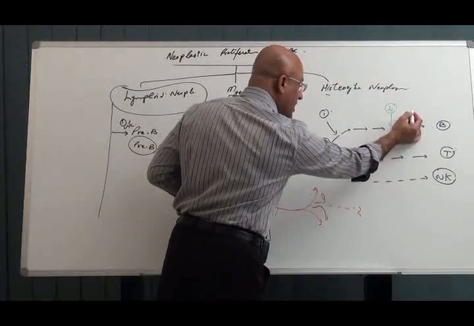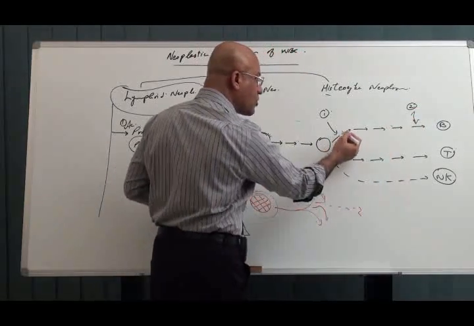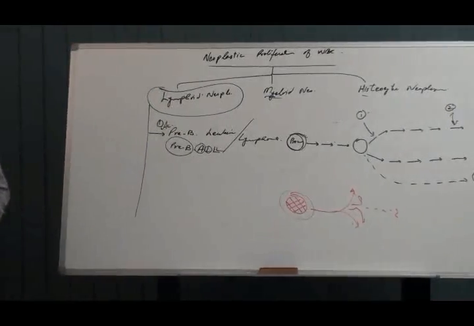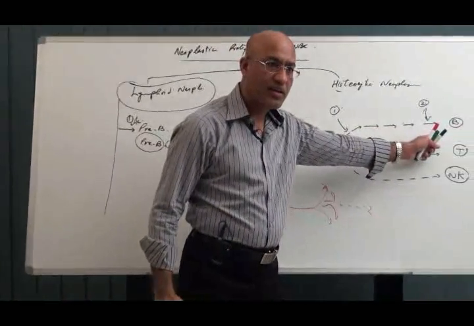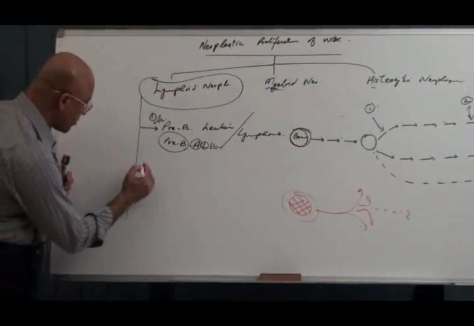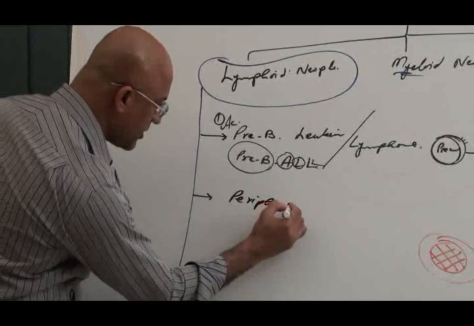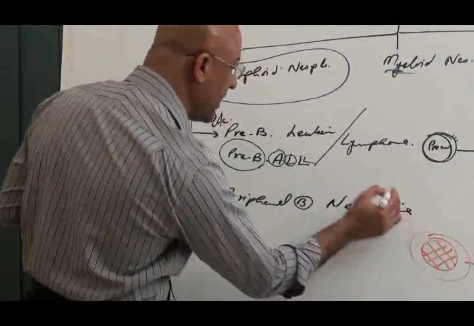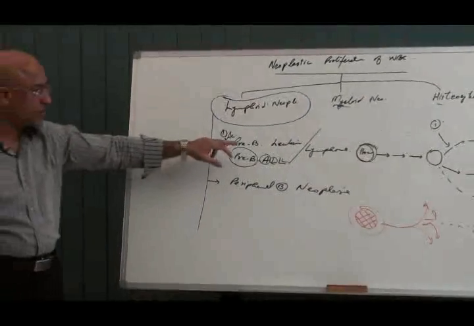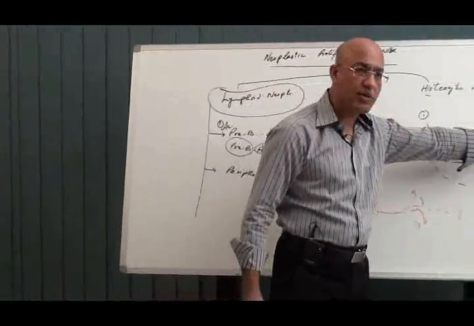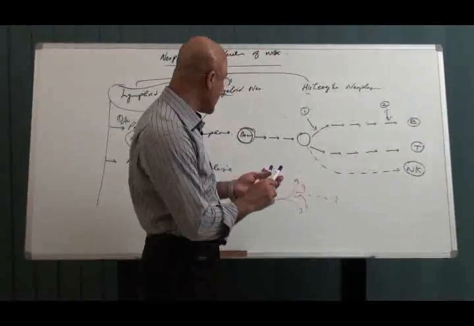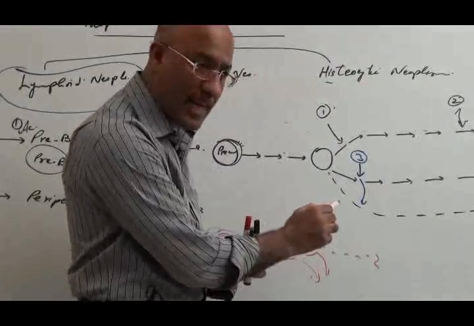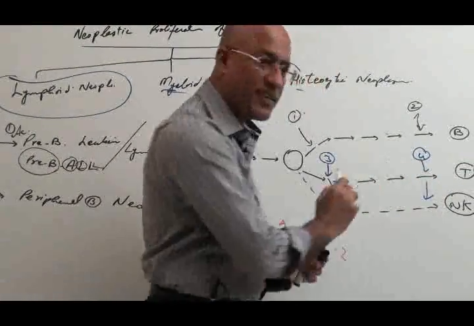But if it is here, that cell has to some degree differentiated and the proliferation rate is slow, so it is relatively less aggressive. These cells are usually in the peripheral circulation, so we call it peripheral B cell neoplasia. Of course it will be chronic, but don't get confused. There is precursor B cell neoplasia here, peripheral B cell neoplasia here. Is it difficult? Or there can be precursor T cell or NK cell, or peripheral T cell and NK cell.